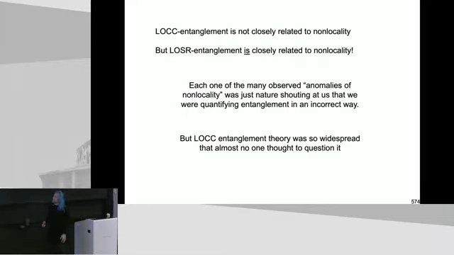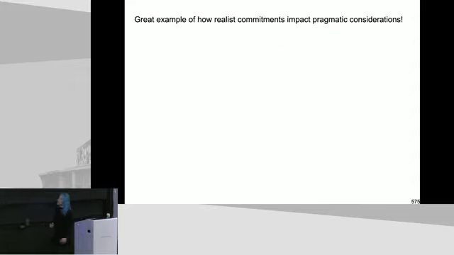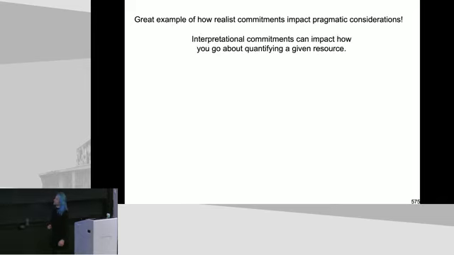But it's just that LOCC entanglement theory was developed first, and it was kind of just taken to be the sort of unique way that you quantify entanglement. And so people didn't really think to question it and to come up with other ways to quantify entanglement. And this is a great example of how realist commitments can impact pragmatic considerations. So if you have some kind of interpretational or metaphysical commitments, that impacts even the way you go about answering really practical questions like quantifying how much of a given resource you have.